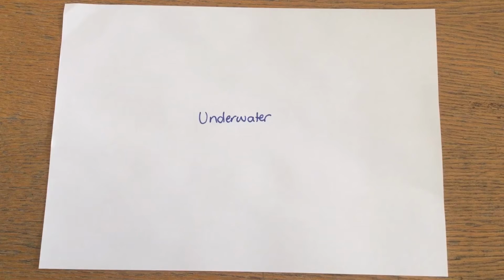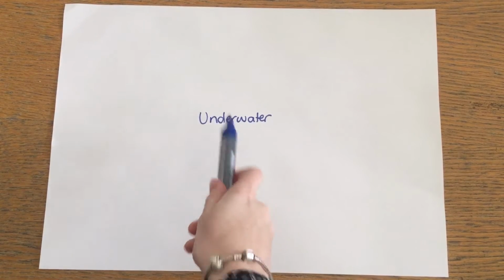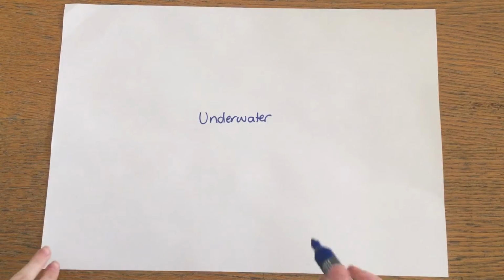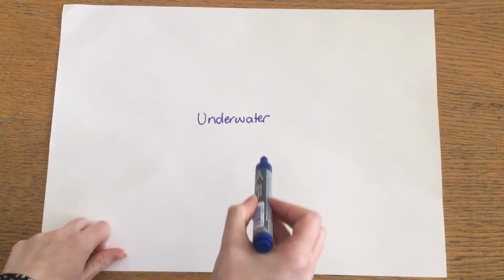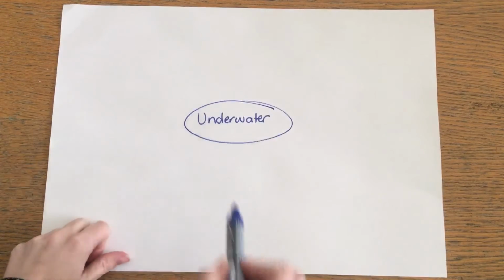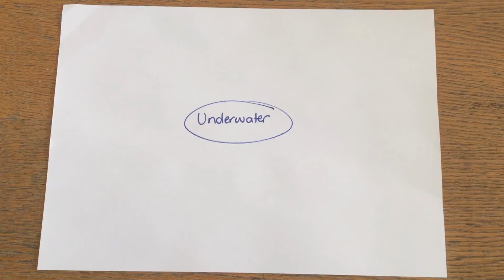Okay, so the first thing that you need to do is write your theme, your title theme, in the middle of your page. Try and make it really nice, neat writing. And then from there, what you are going to do is start adding things and expanding around there.